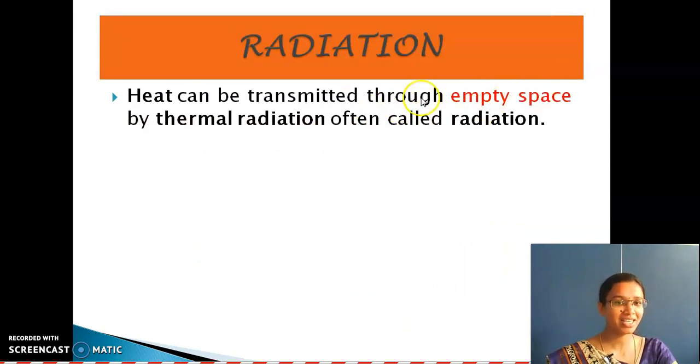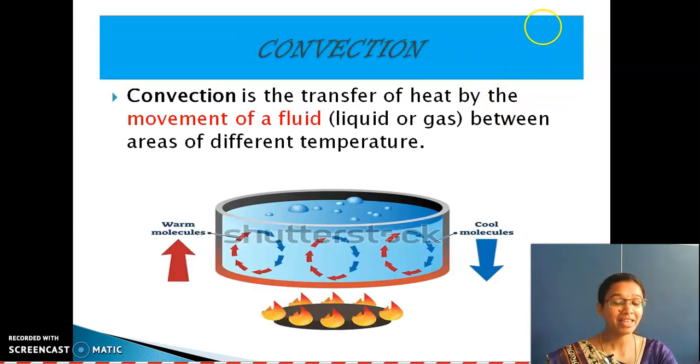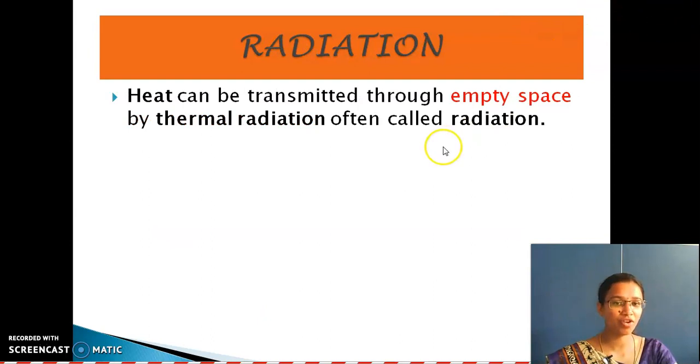Radiation. Heat can be transmitted through empty space. What do you mean by empty space? Where there are no objects, no air molecules, anything. It is a vacuum. Vacuum means nothing but there is no air, nothing. It is often called thermal radiation. What do you mean by thermal radiation? Thermal means nothing but heat.